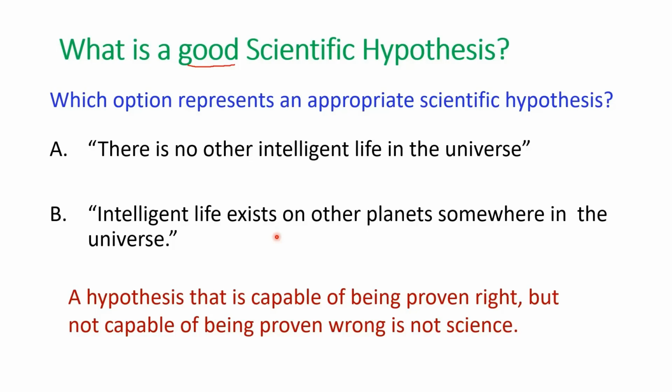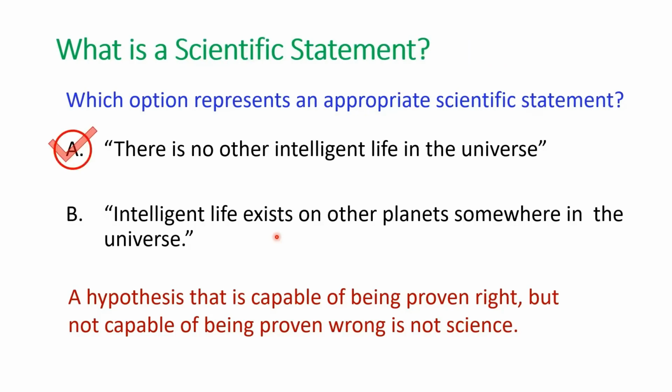Let's look at A. There is no other intelligent life in the universe. How do we prove this wrong? Well, we run into at least one other form of intelligent life in the universe. In terms of the previous option, that's actually pretty easy to prove wrong. Okay, so that's why A is actually the better scientific hypothesis in this case.